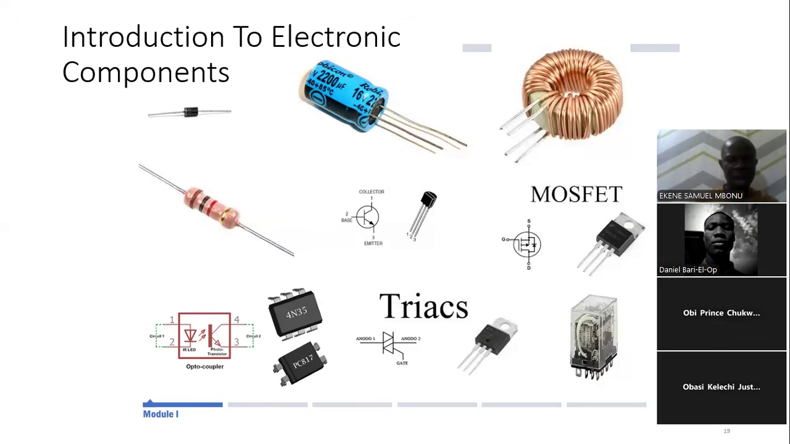So here we are. We want to make mention of some basic components of electronics. Please, what is this? That's a diode. What is this? That's a capacitor. This one? This one is an inductor. What is this one? A resistor.